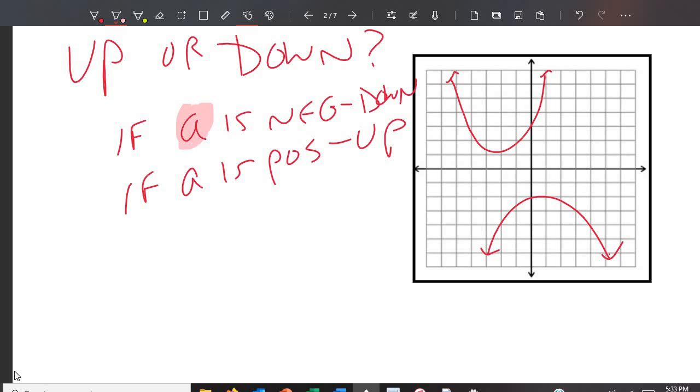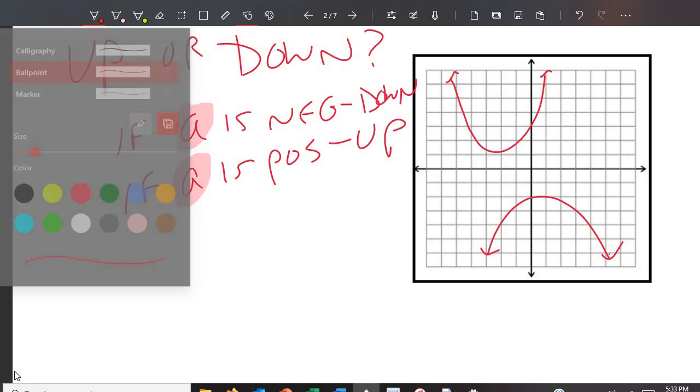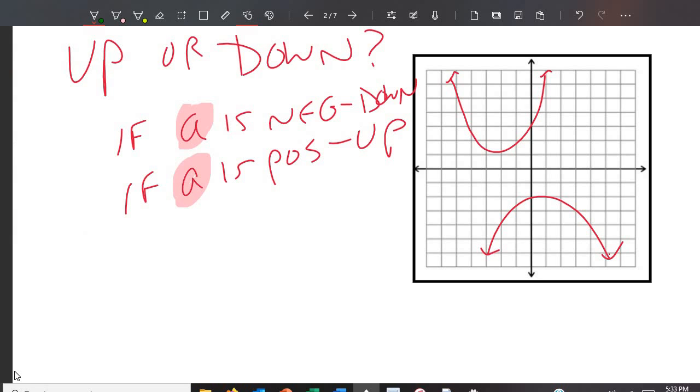Now a comes from the quadratic equation. A is what's in front of x squared, right? Don't forget that. So, in front of x squared. That will tell me if it goes up or down. Doesn't that make sense? If it's negative, it goes down. If it's positive, it goes up.